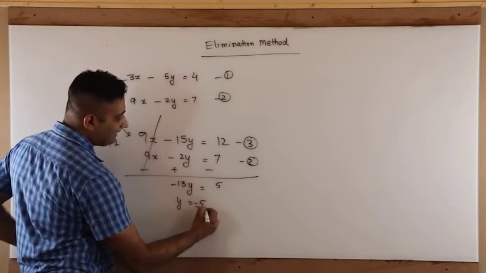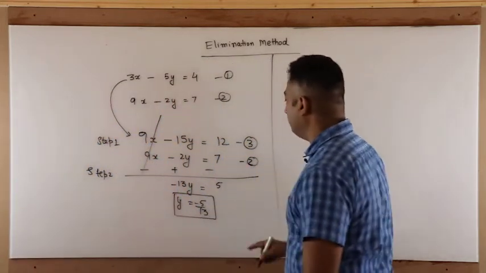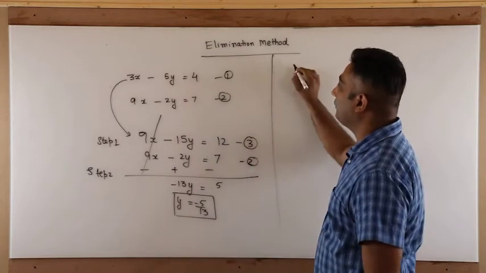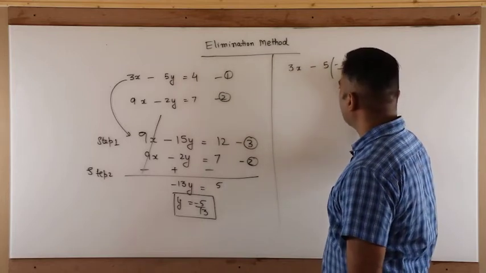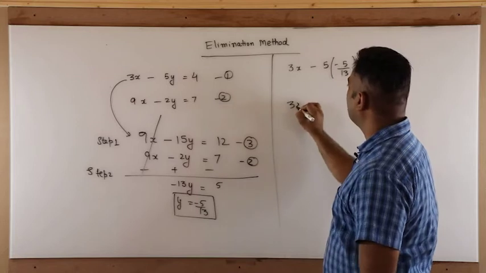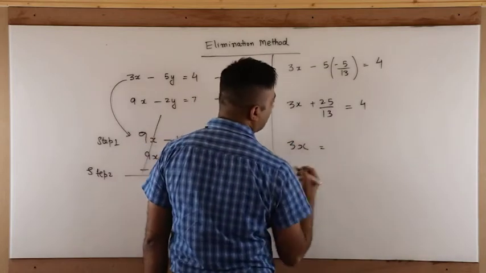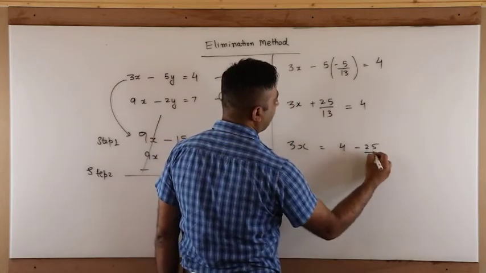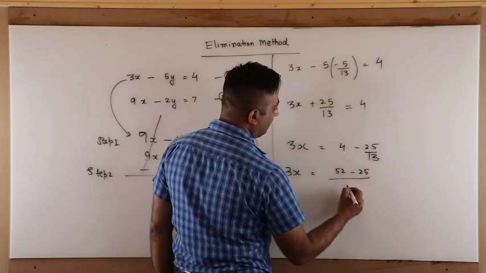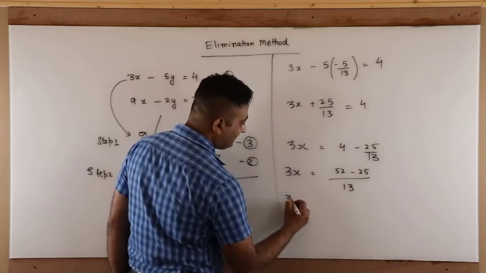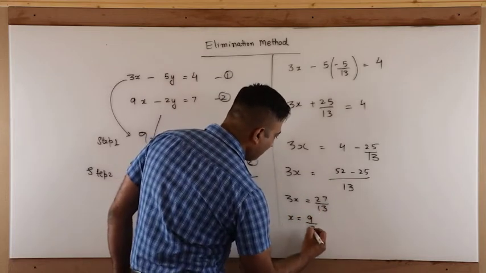That means y is equal to minus 5 by 13. Now let us put the value of y equal to minus 5 by 13 in equation number 1. That is 3x minus 5 into minus 5 by 13 equals to 4. That is 3x plus 25 by 13 equal to 4. That is 3x equal to 4 minus 25 by 13. That is 3x equal to 52 minus 25 divided by 13. That is 3x equal to 27 divided by 13. That is x is equal to 9 by 13.